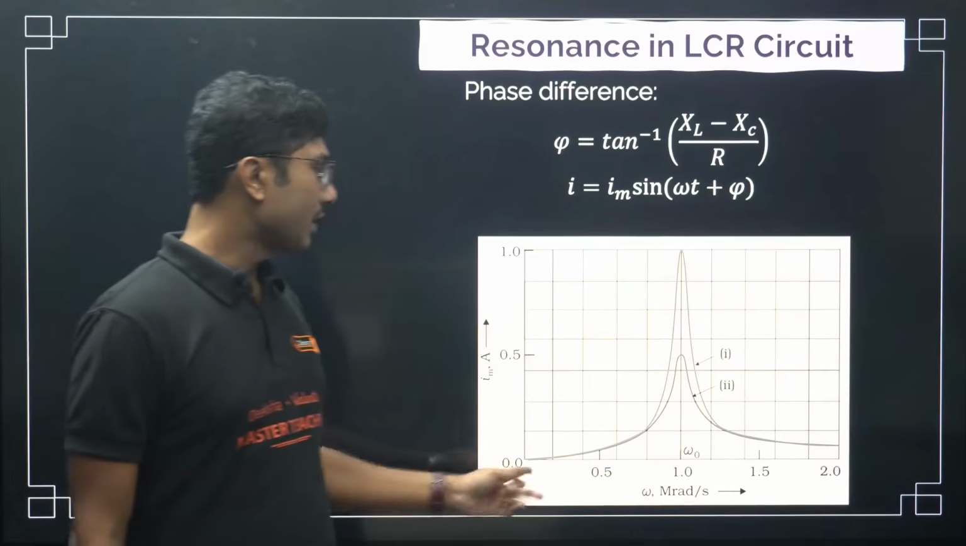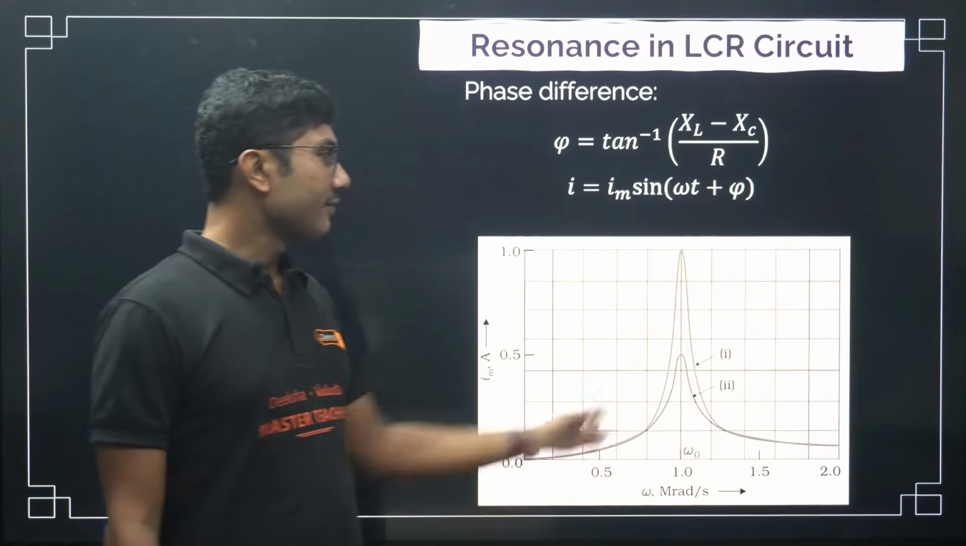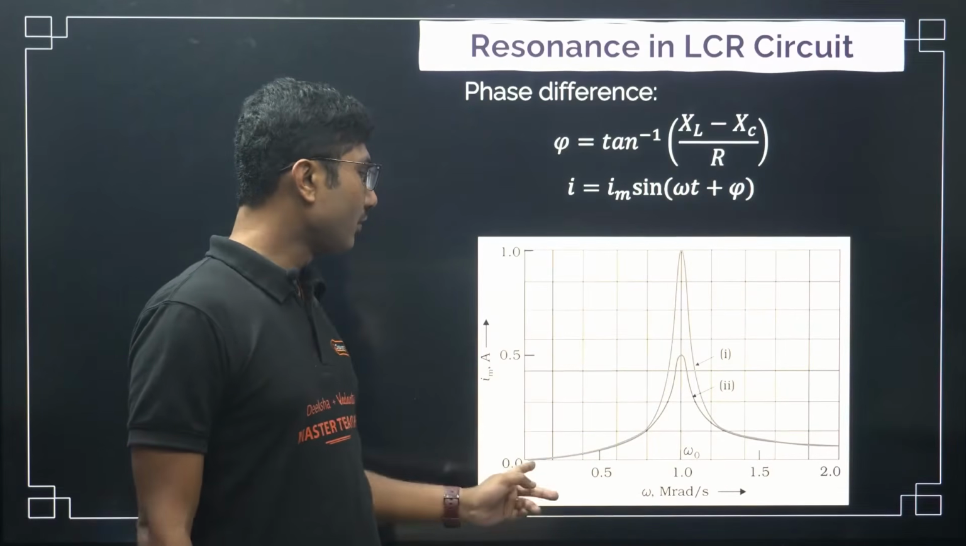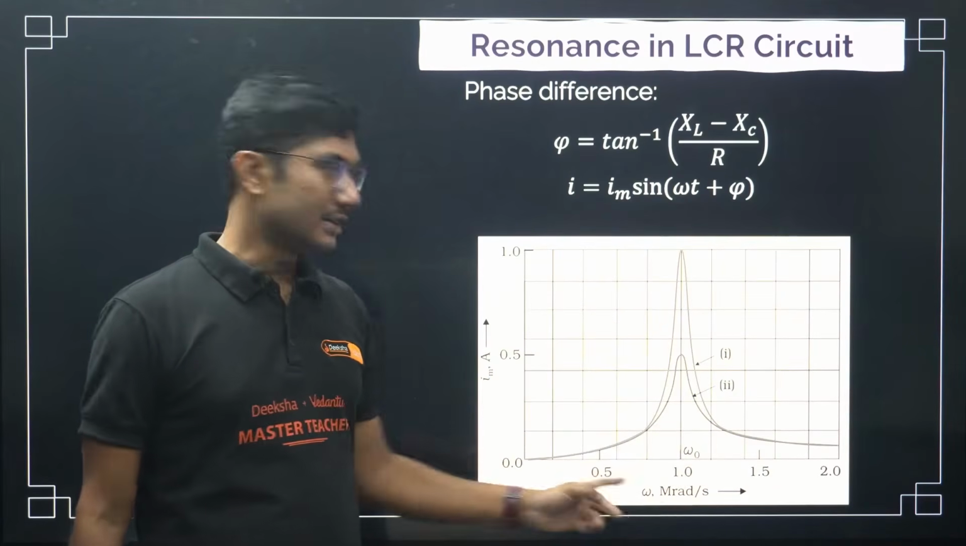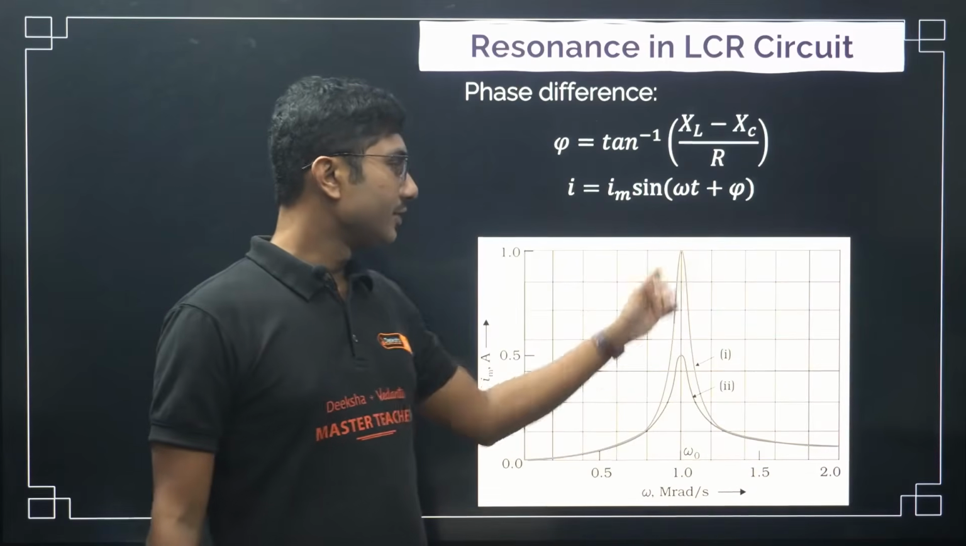Now if you plot the graph of current versus frequency, you will see that at a particular frequency the value of current suddenly increases and then it keeps on decreasing. So this value is called the resonance frequency.